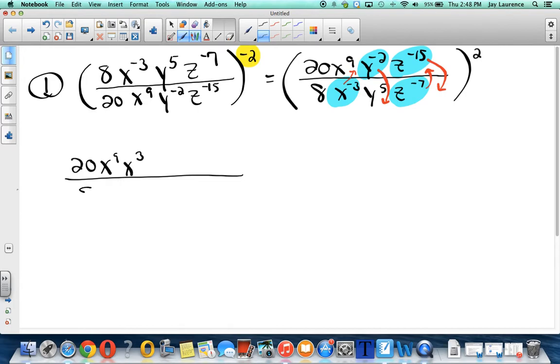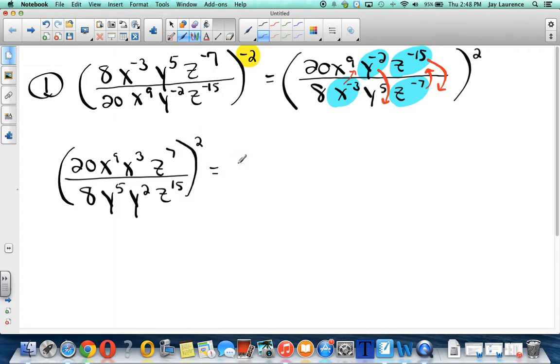Okay, there's an 8 in the denominator. Looks like there's a y to the 5th in the denominator. Looks like a y to the 2nd is going to join the y to the 5th. And then you're going to switch these two numbers, so we're going to get a z to the 7th over a z to the 15th. All right, let me shorten up my fraction bar here. And I'm going to raise this to the second power.